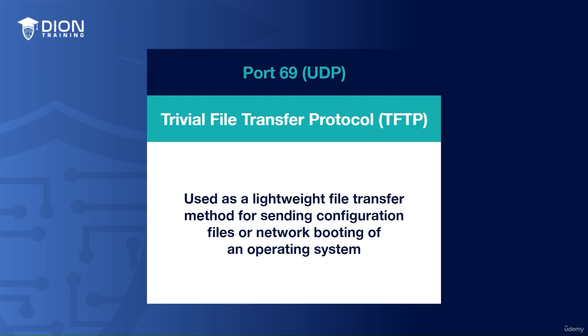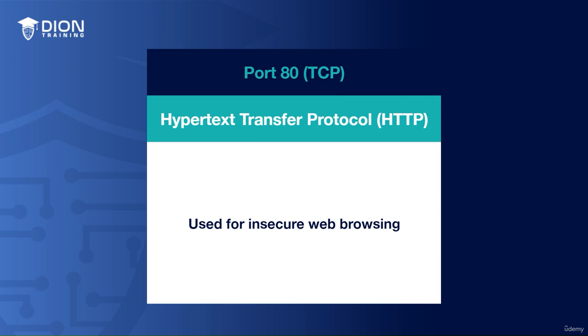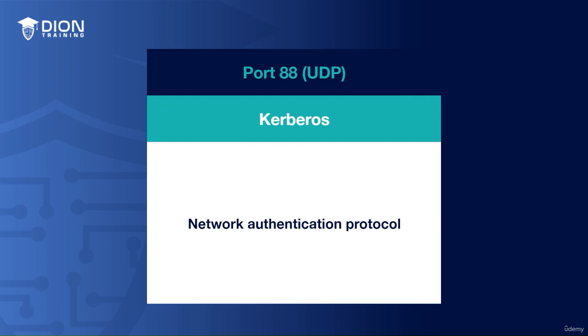Port 69 is going to be used for TFTP, or the Trivial File Transfer Protocol, which is a simplified file transfer protocol that is often used with network-based operating systems. This is going to operate over port 69 using a UDP connection. Port 80 is the next one we have, and this is used for HTTP, or the Hypertext Transfer Protocol. HTTP is used for retrieving web pages, and it operates over port 80 using TCP in an unencrypted mode. Next, we have port 88, which is used for Kerberos. Kerberos is a network authentication protocol that operates over port 88 using UDP.